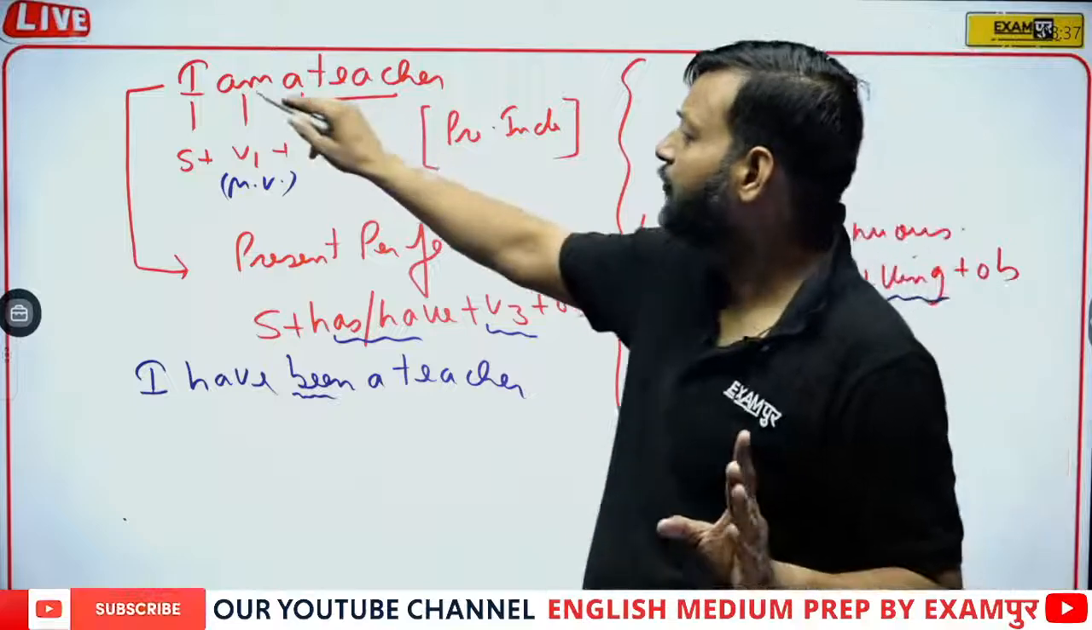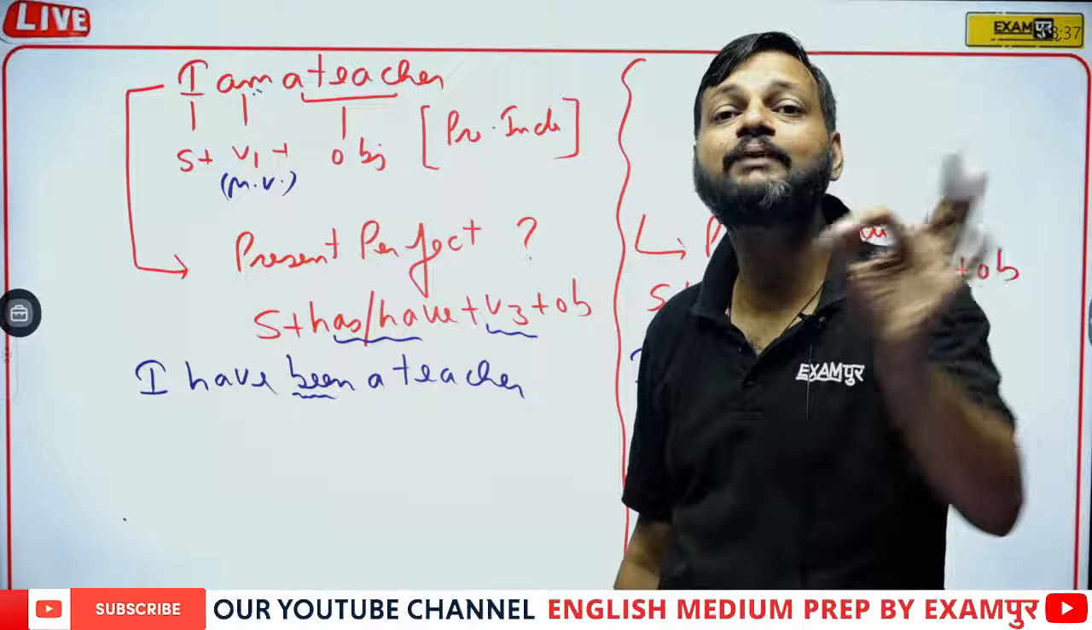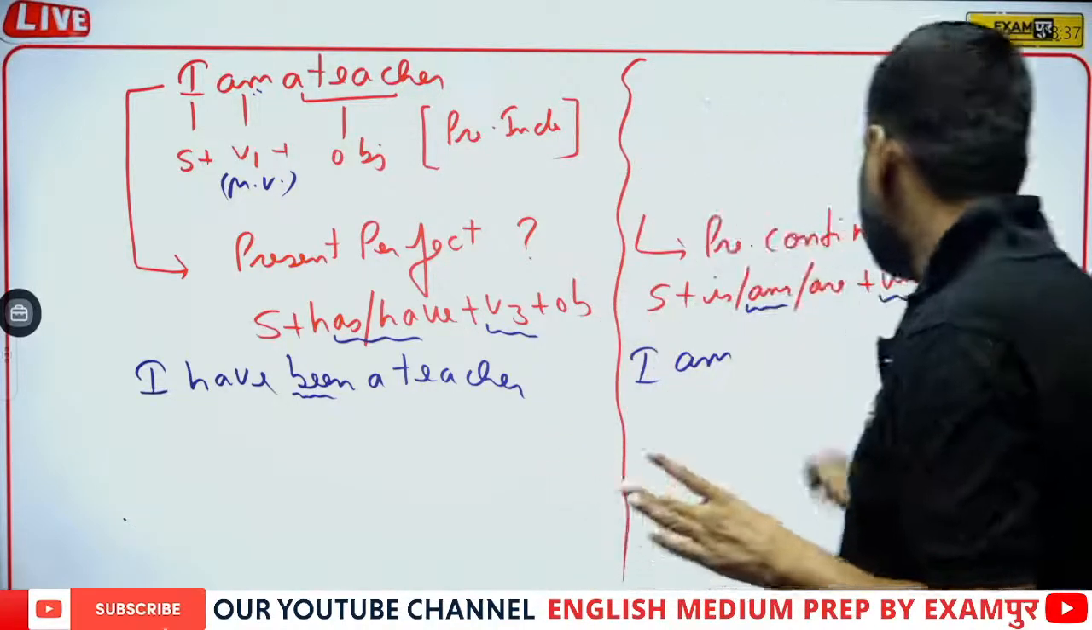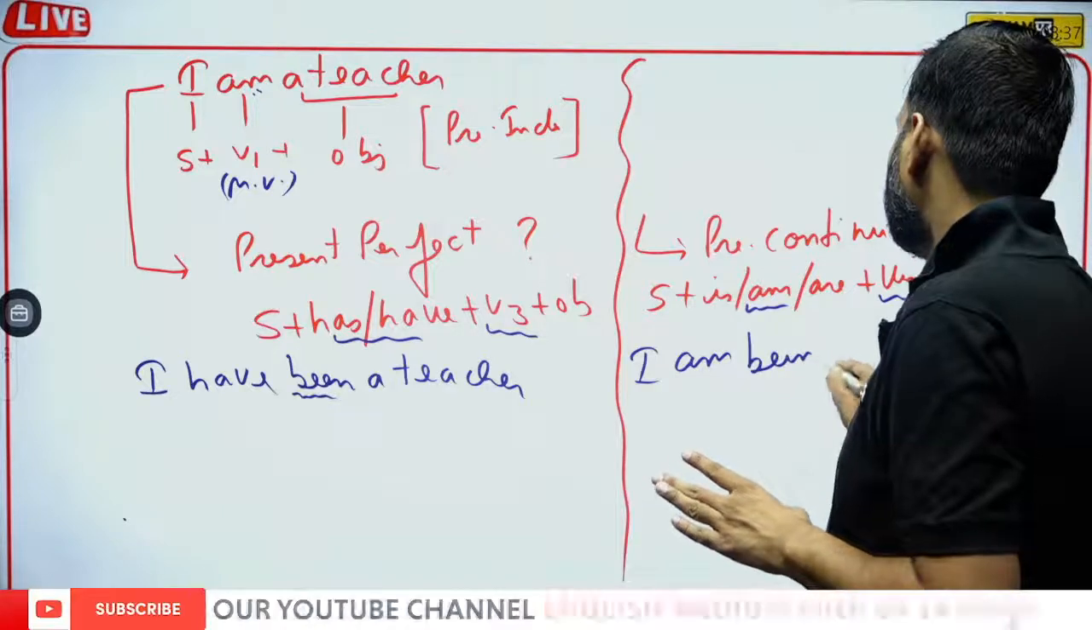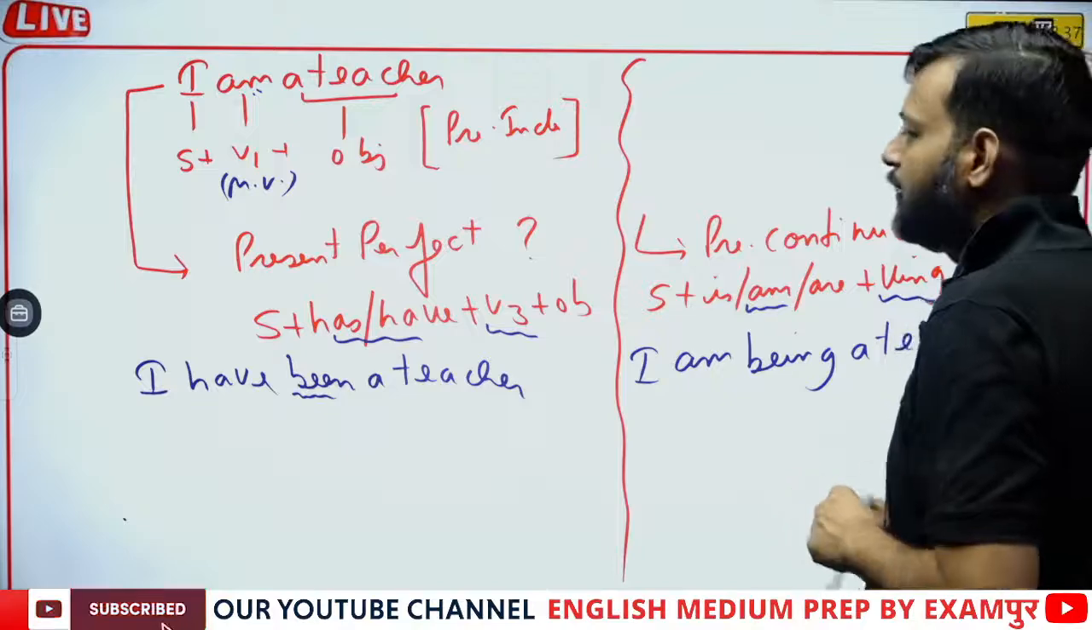So here main verb is am, and what is the ing form of am? It's being. So I am being a teacher. I am being a teacher.